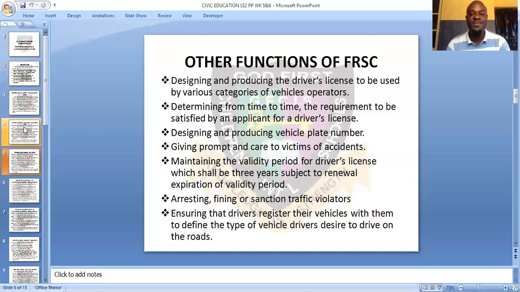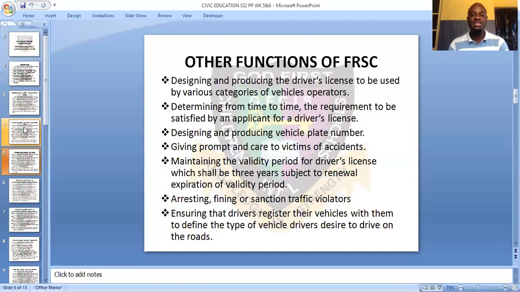And another one is maintaining the validity period of driver's license, which shall be 3 years, subject to renewal upon expiration of the validity period. That is, once the driver's license is acquired, you can use it for 3 years. After 3 years, it expires, and you can go back to the office to revalidate or renew your license. It is also their function to arrest, fine, and sanction traffic violators, those people who violate the traffic laws. It's their job to arrest such persons and take them to their office. Whether the offense is for fining or jailing, they will take the case up from there.